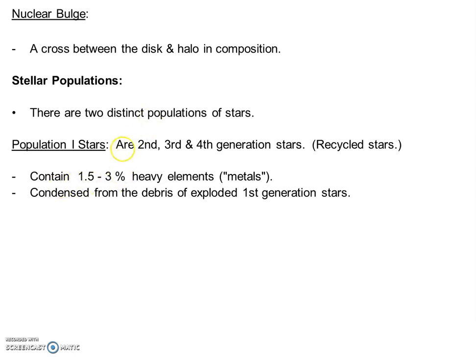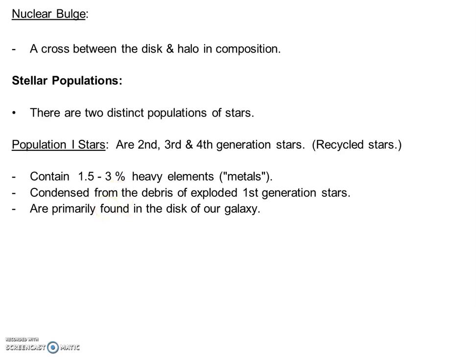Some of those heavier elements probably get left over and form planets. We now know that there are planets around many, many, many stars, perhaps most stars in our galaxy. And these population 1 stars are primarily found in the disk of our galaxy.